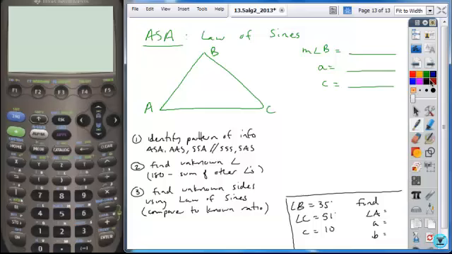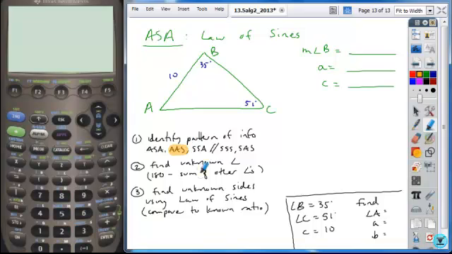The first thing is to identify the pattern of information. So when we look at this pattern, let's label everything first. Angle B is 35, angle C is 51, and side C is 10. When we look at this pattern of information, we have two angles, and the side is opposite one of those angles, so that's going to be AAS. It's not the ASA pattern. That side is not between these two.